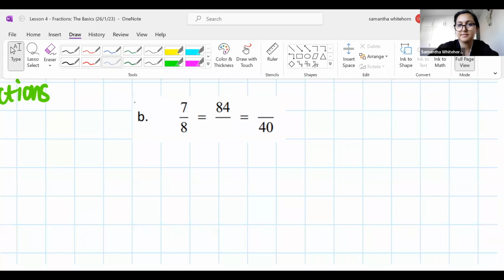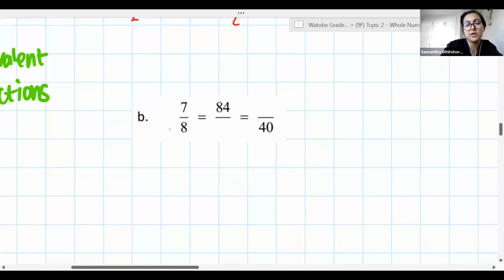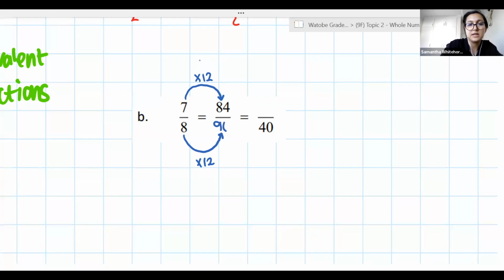Times 12 much. Okay, perfect. So guys, the question I want to ask myself is, to get from 7 to 84, what am I timesing 7 by? Exactly, I times it by 12, which means I must do the same thing in my denominator in order to get the equivalent fraction. And we know that 8 times 12 is 96. So 7 over 8 represents exactly the same proportion, or exactly the same parts of the whole as 84 over 96.